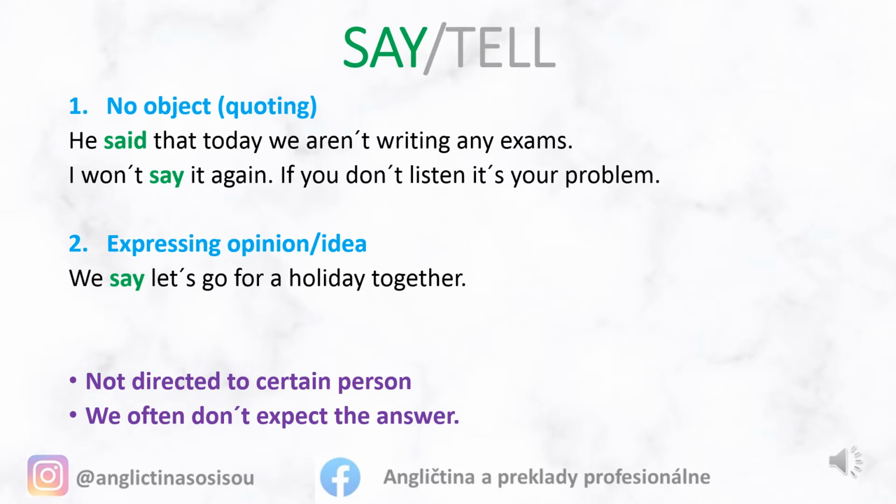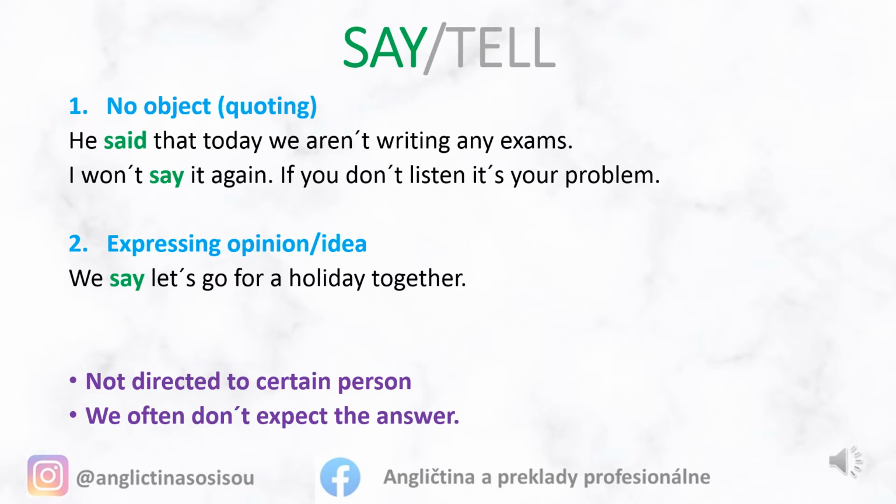He said that today we aren't writing any exams. We don't have any object in this sentence. We have here he said, but we don't know to whom he said something. The same is in the second sentence. I won't say it again. If you don't listen, it's your problem. Again, we have I won't say, but we don't have to whom. We don't have the object here.